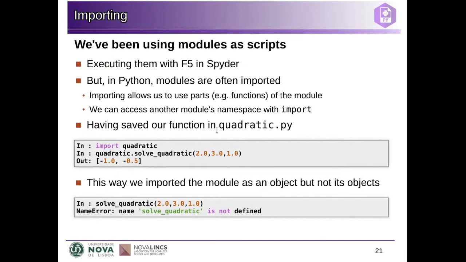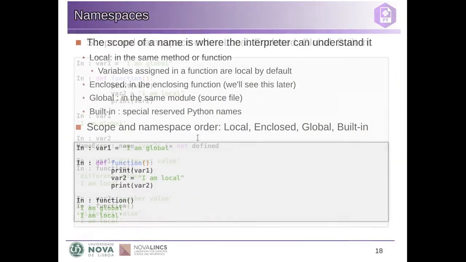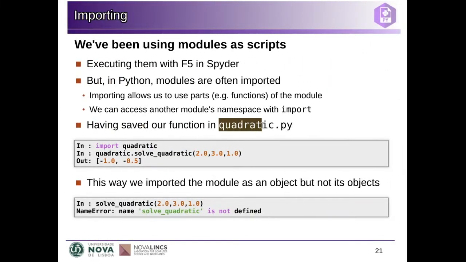But if we have something in a different module, for example, we created this solve quadratic function, and let's say we saved it in this file here, quadratic.py. This is a module, a Python module. A Python module is a file with the Python source code, and it's called quadratic. If we want to use the function inside this module, without actually opening the module and running it on Spyder and so on, we need to tell the interpreter to bring that module or something inside that module into our namespace. And this is what we do with the import keyword.